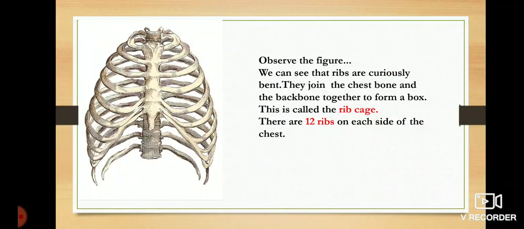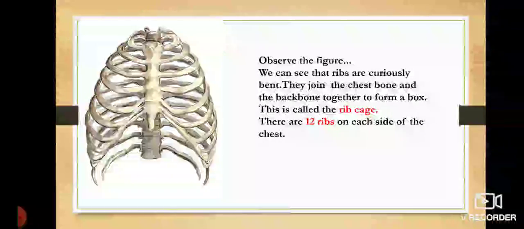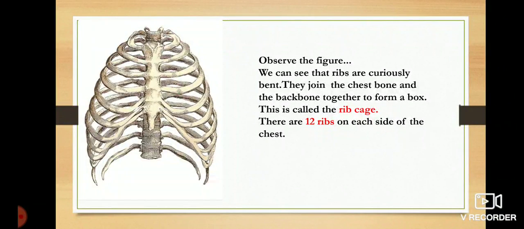Ribs. Observe the figure. We can see that ribs are curiously bent, right? They join the chest bone and the backbone together to form a box. This is called the rib cage. There are 12 ribs on each side of the chest.